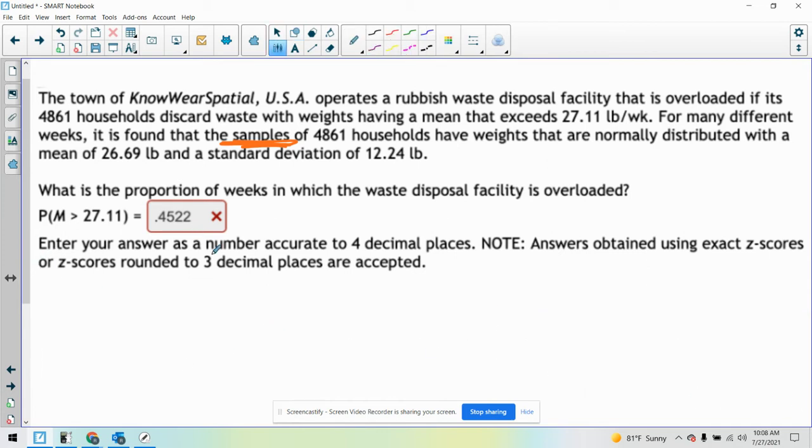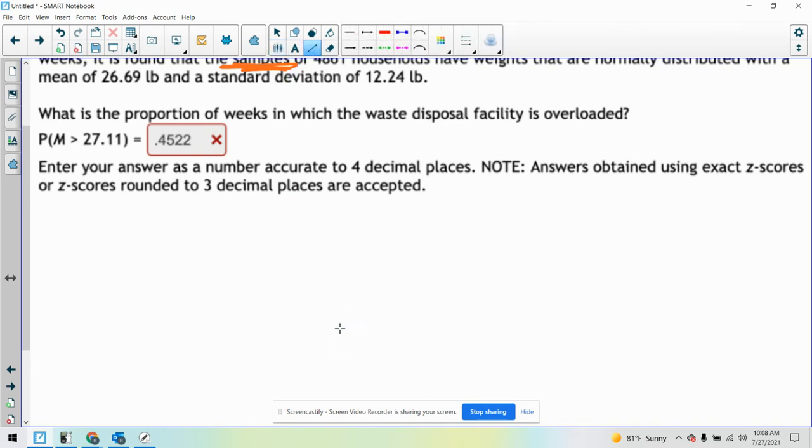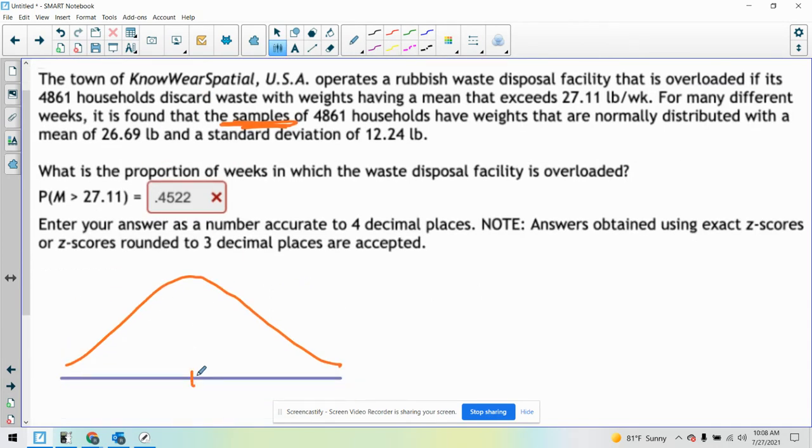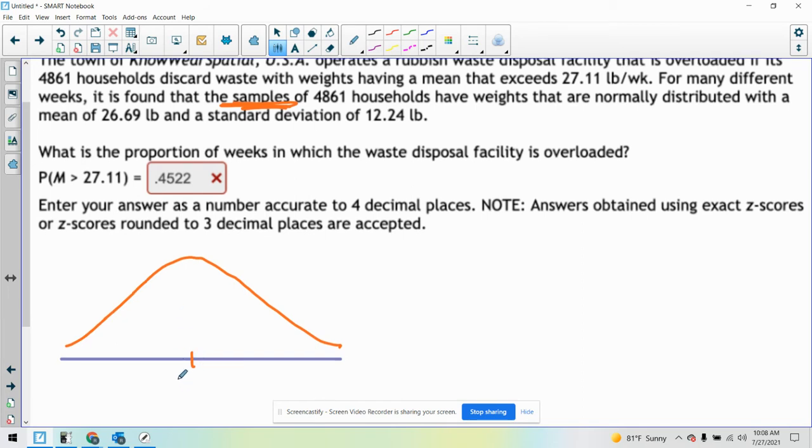All right, so you can draw your curve again. The average or the mean is 26.69. My sigma now, though, is going to be 12.24 over the square root of 4,861, the size of the sample. I want to find the proportion of weeks in which the waste disposal facility is overloaded. So I just want to know what's the area above 27.11.